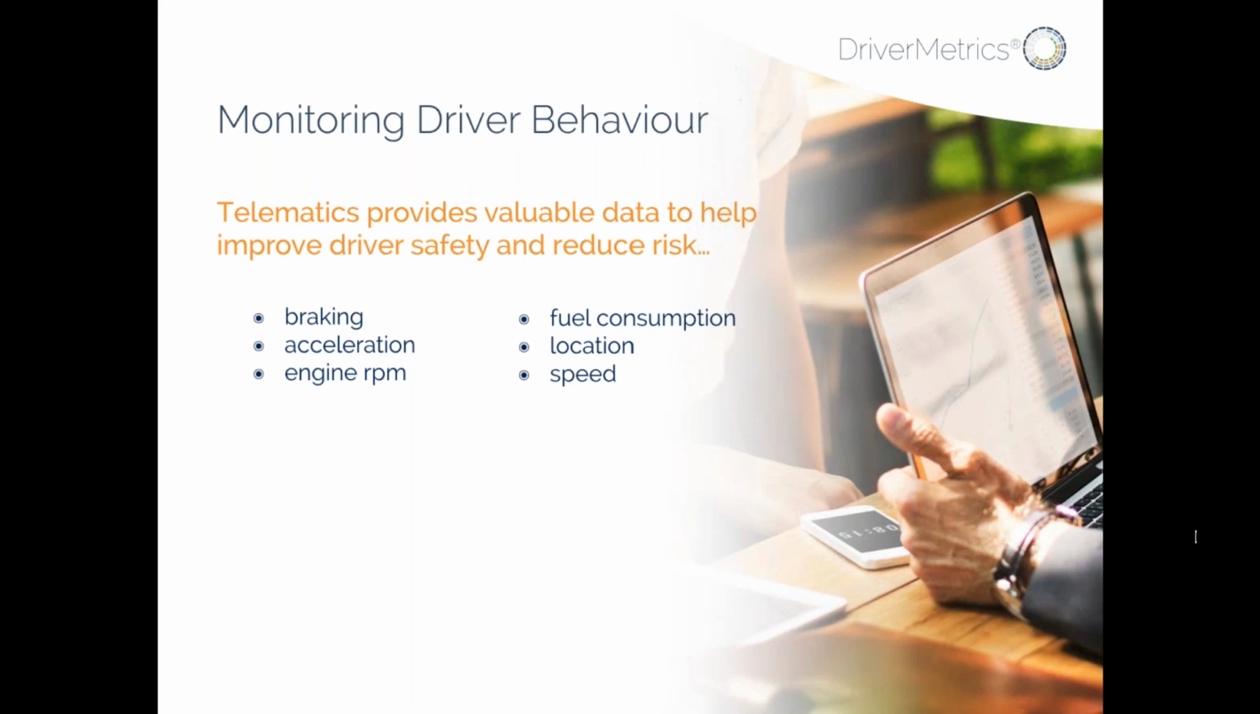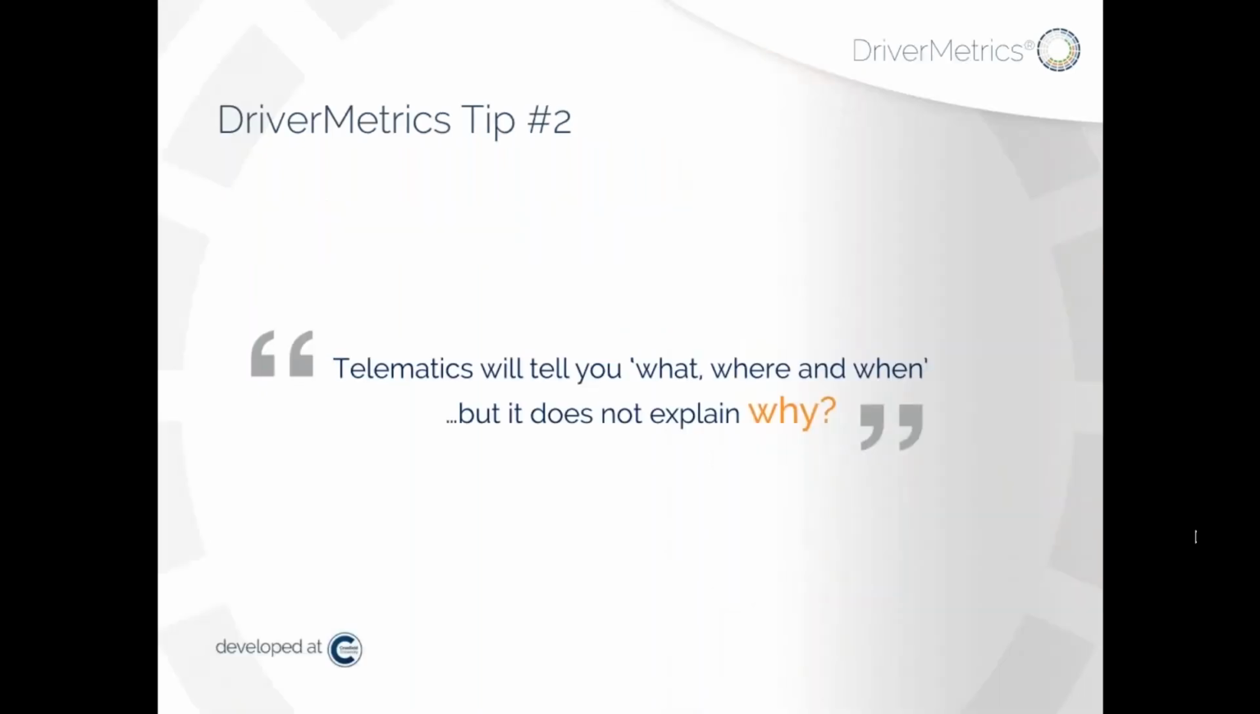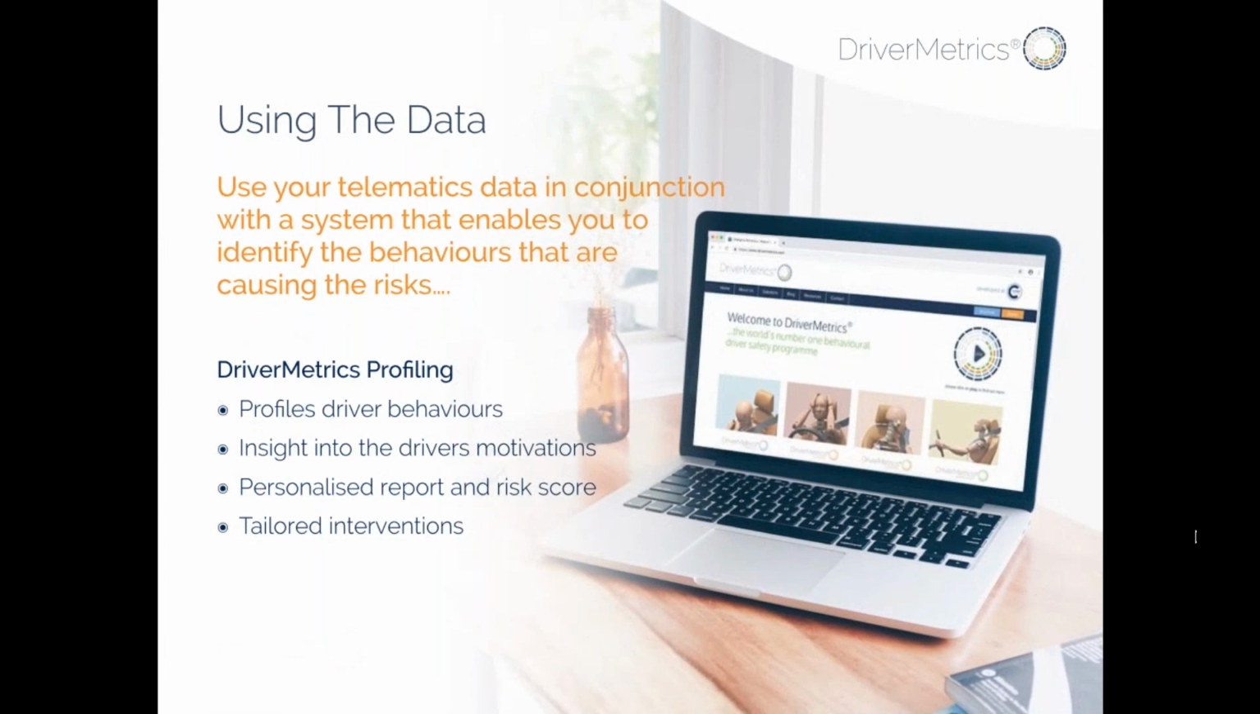So we know that when used on its own, this data provides limited insight into the underlying behaviours and of course the motives of your drivers. So let's remind ourselves, very importantly, that telematics will tell you what's happened, where it happened, and what time of day it happened. But most importantly, it won't explain why it happened. So how can we use this data effectively?